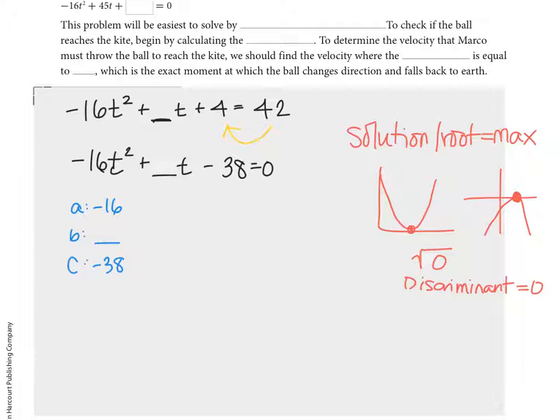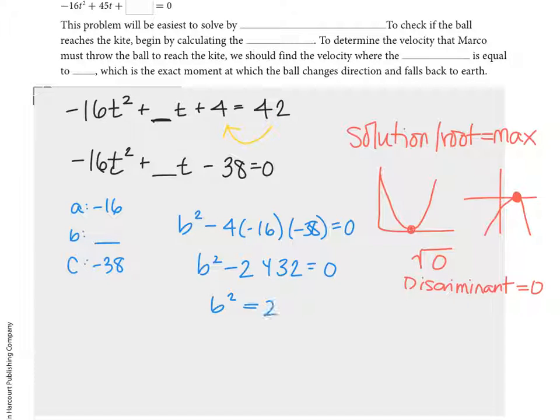I'm going to have b squared, which I don't know, so I'm just going to write b squared minus 4 times a times c. And I want this to equal 0 so that the maximum is the answer. That gives me b squared minus 2,432 equals 0. This is easiest to solve by taking square roots, so b squared equals positive 2,432. Then I'm going to take the square root of that. Since we're doing word problems here, you can take the square root using your calculator. It's okay to get a decimal.